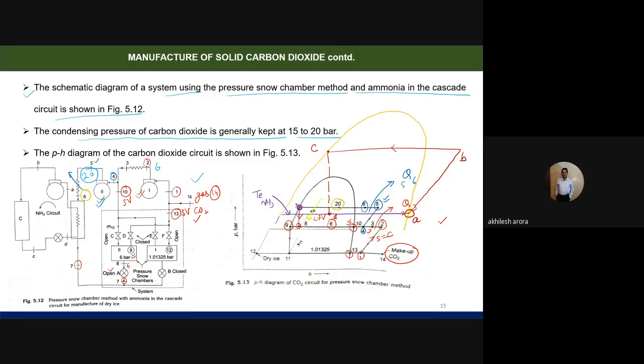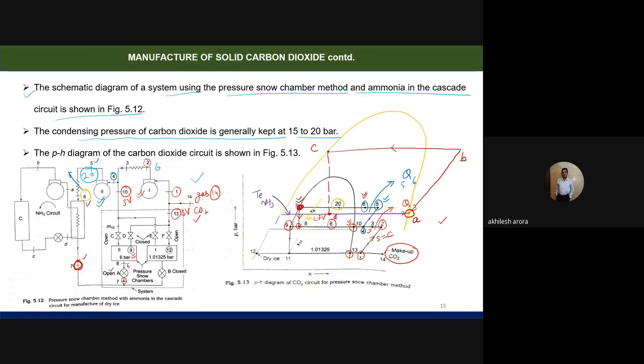Now we are at point number 7. What has happened between 6 and 7? At point number 6, the CO2 is in the superheated phase, or say CO2 gas. It is condensed up to point number 7. So I hope this is clear to you.